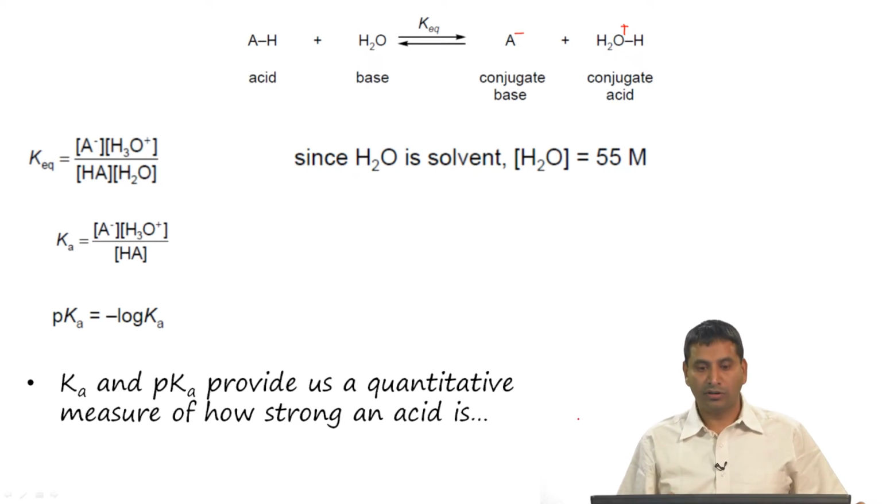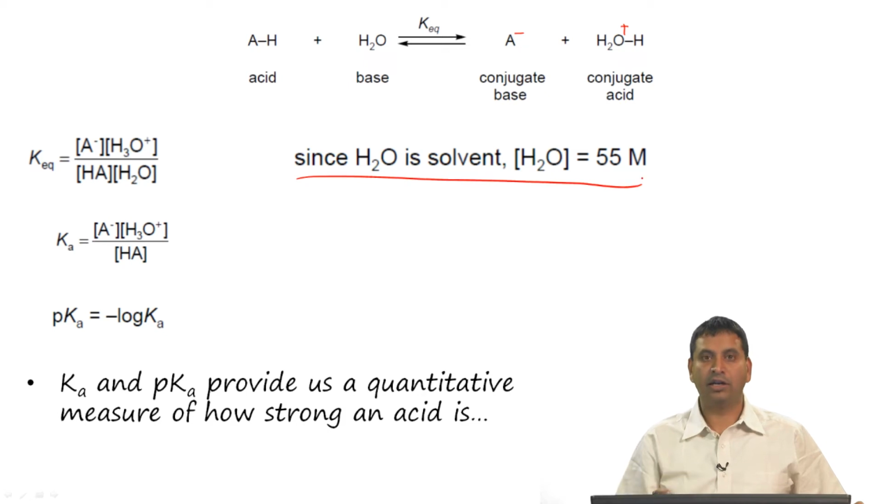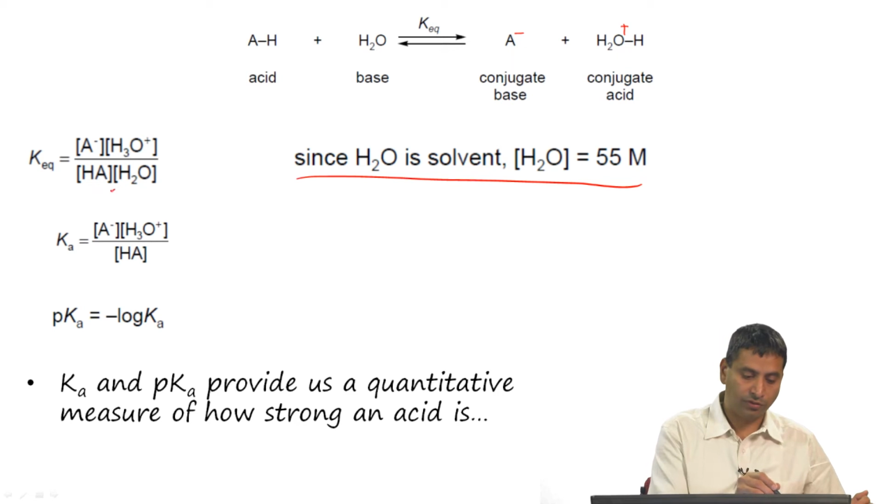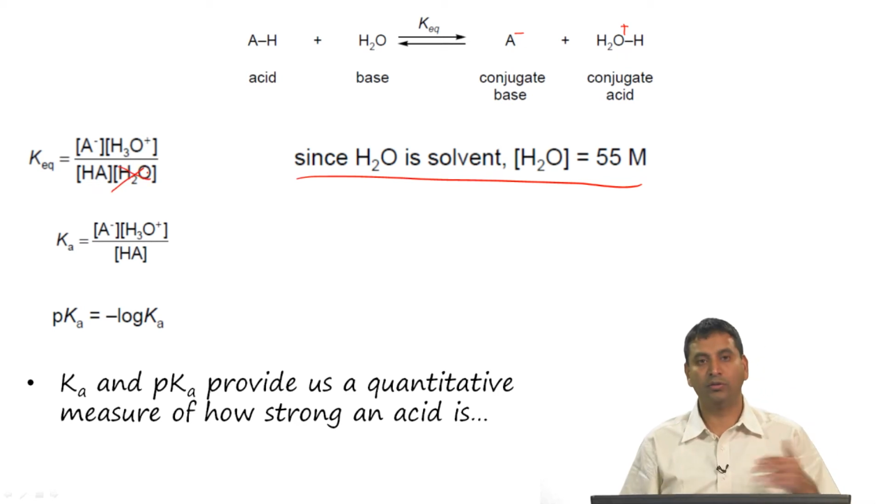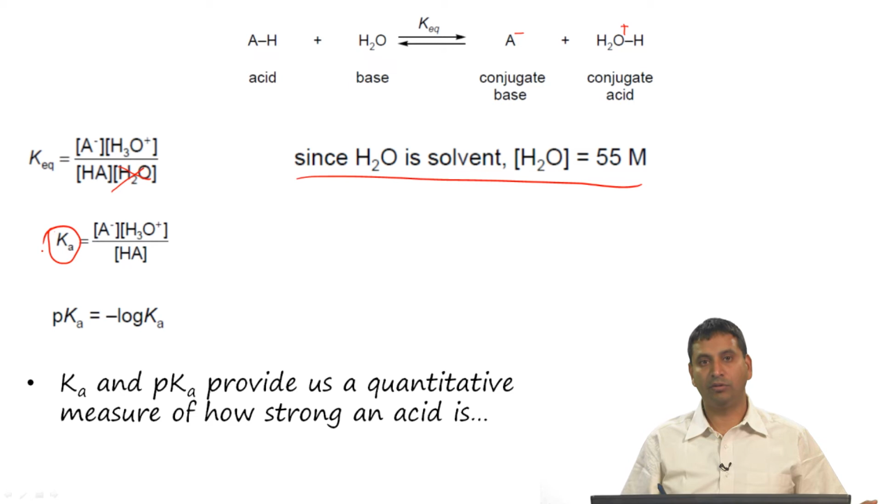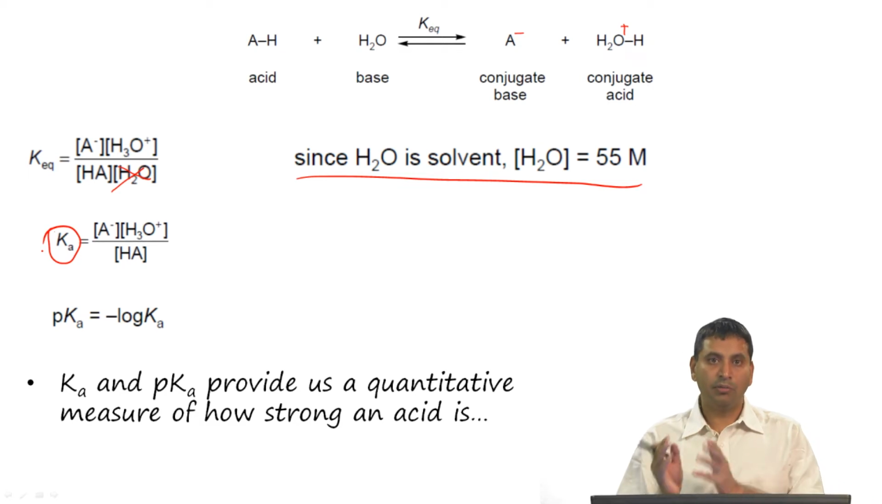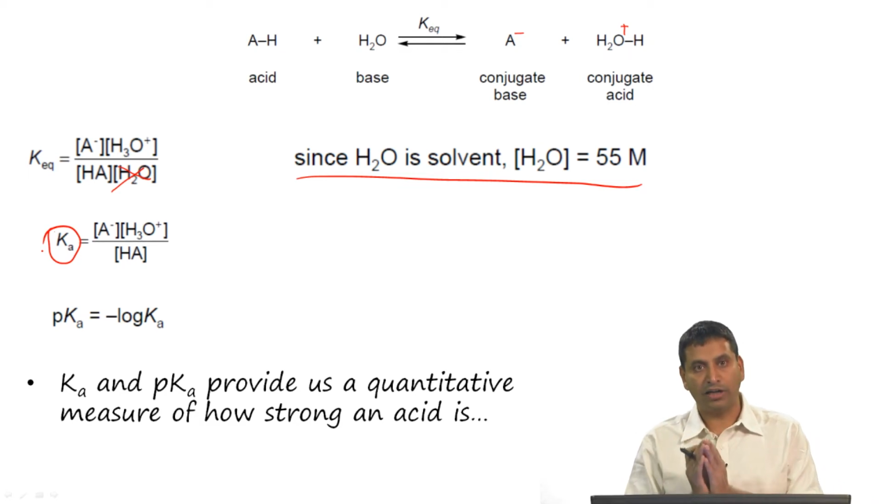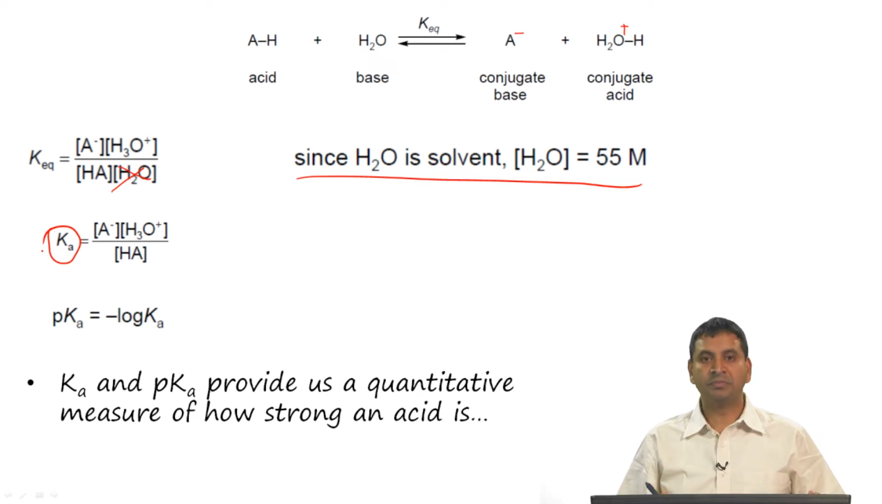Since water is the solvent and its concentration in aqueous media is 55 molar, we can assume that it is a constant. So we can remove the concentration of H2O term, because whatever we do, we multiply it by a very large number. So we define this term called Ka, the acidity equilibrium constant, which is the concentration of A minus, the conjugate base, multiplied by the concentration of H3O plus, the conjugate acid, divided by the concentration of the acid.